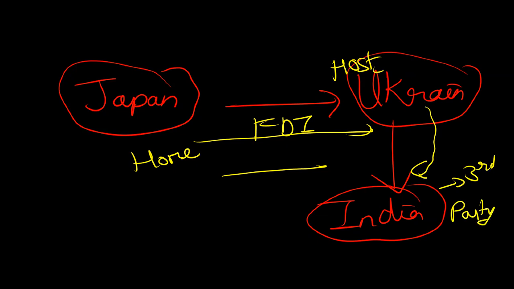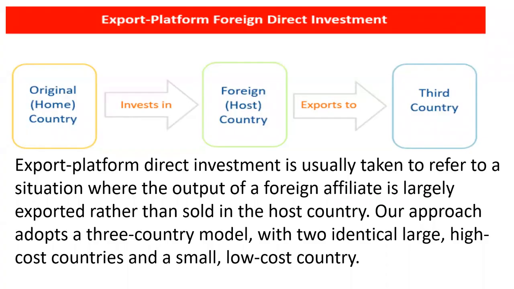Whenever an export is made from the host country to the third country, it is called export platform FDI. Some part of the investment's output will be exported. I hope this is clear. Simply remember, the home country will invest in the foreign country, and whatever is manufactured, some part will be transferred to the third country. I hope you will remember the example I gave you of Japan, Ukraine, and India.